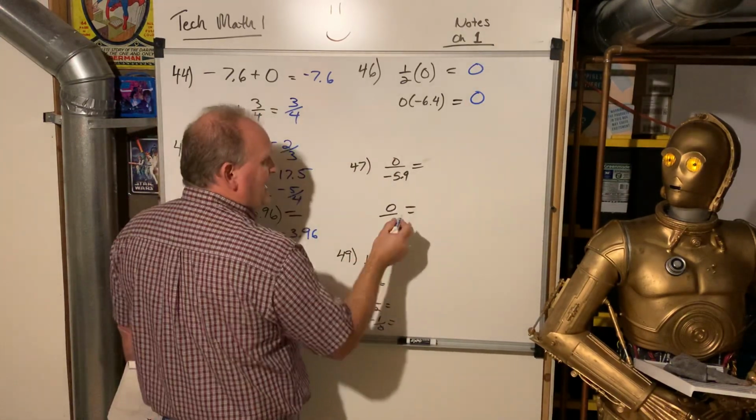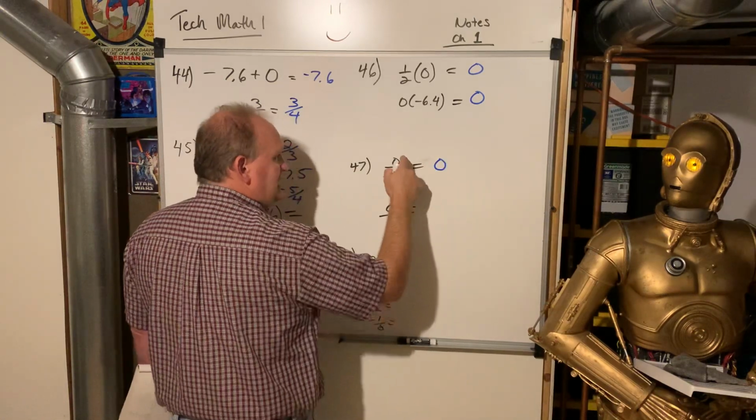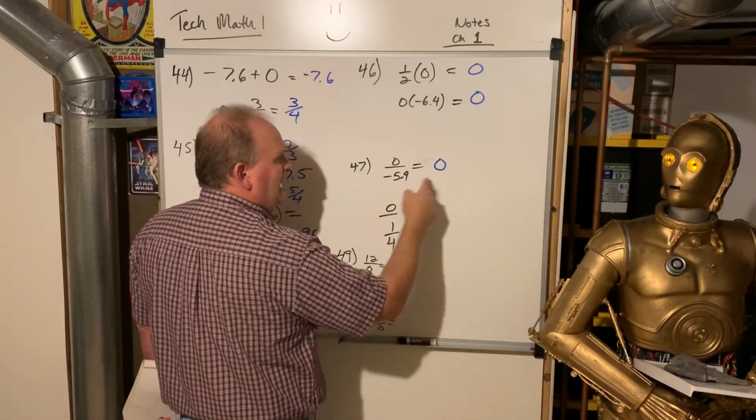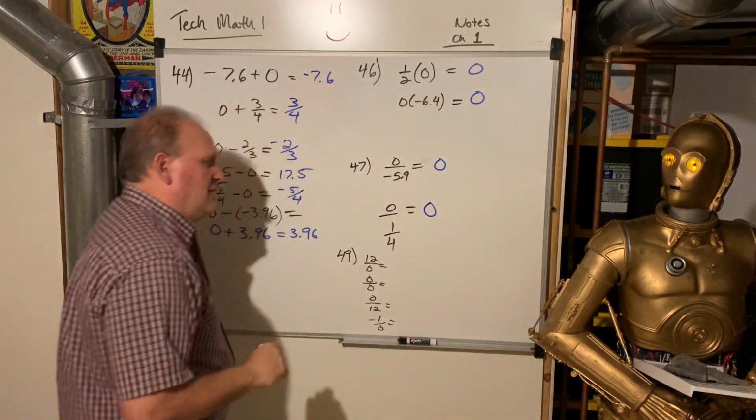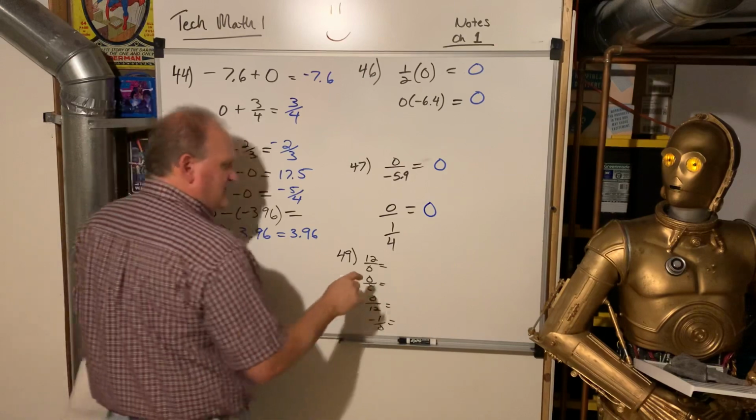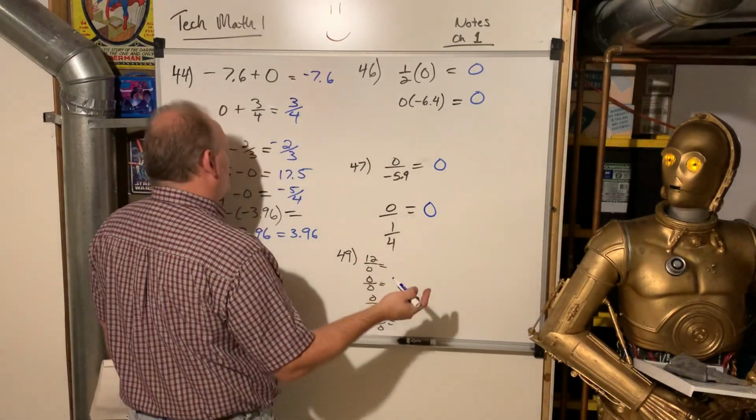0 divided by anything is 0. You can take 0 divided by negative 5.9 and you'll get 0. You can take 0 divided by a fraction and you get 0. What you can't do is divide by 0. Because now remember how division works.